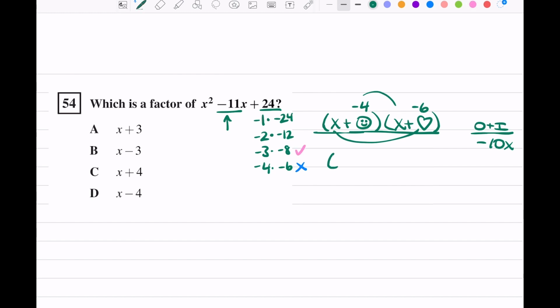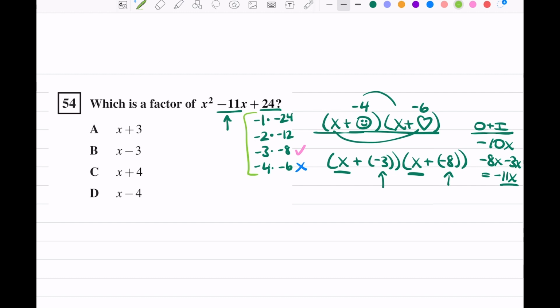Plugging those in for smiley face and heart, we get x plus negative 3 times x plus negative 8. And in this case, our O plus I would be negative 8x minus 3x, which gives us negative 11x. So when our first pieces are just x, getting to our O plus I is really just adding up our last terms and then putting an x on the end.